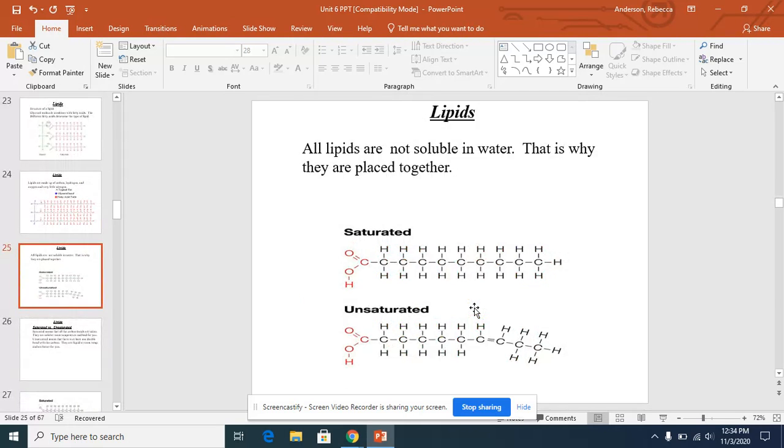Here's some more examples of lipids. So there's saturated and unsaturated. The only thing that makes these different is this little double bond right there in the middle of the chain. If it has a double bond, it is unsaturated. If it does not have that double bond, it is just saturated.